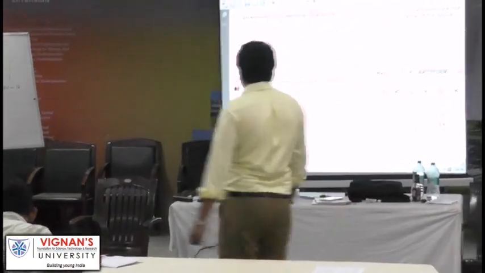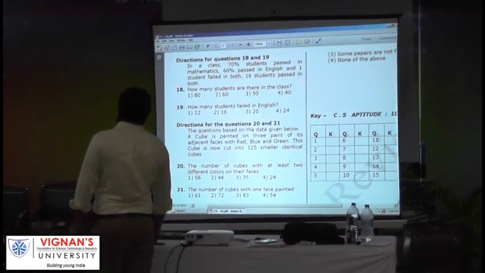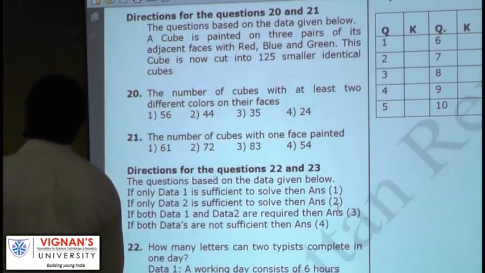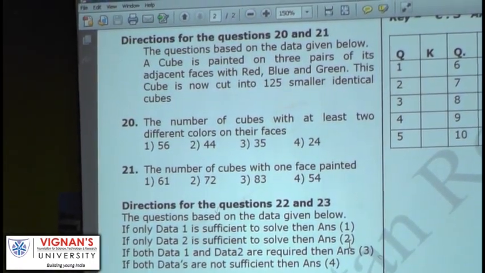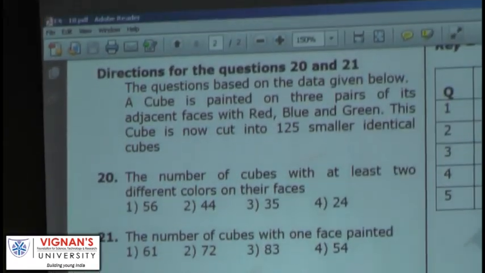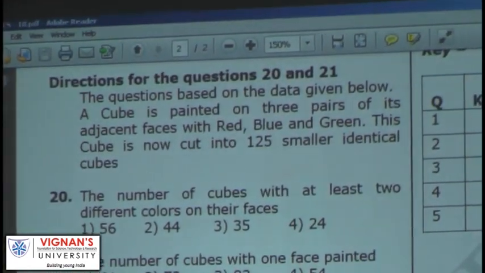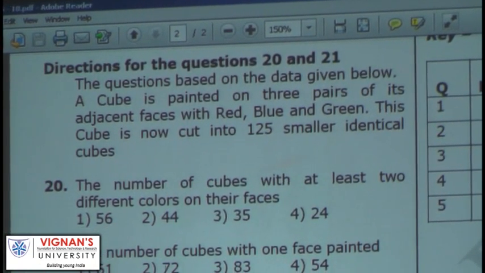Now next one. A cube is painted on 3 pairs of its adjacent faces with red, blue and green. This cube is now cut into 125 smaller identical cubes. The number of cubes with at least 2 different colors on their faces.